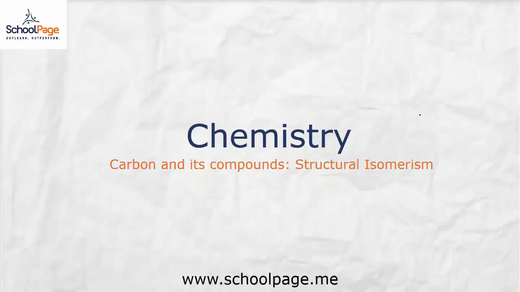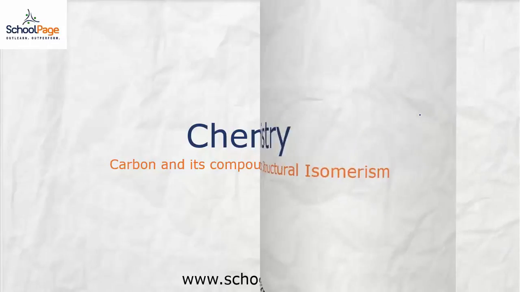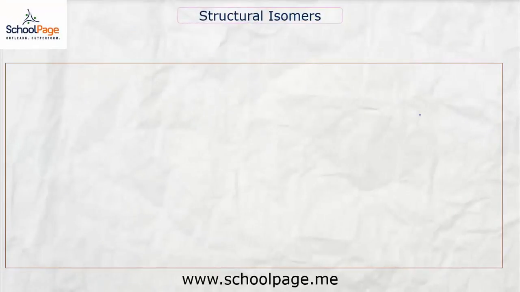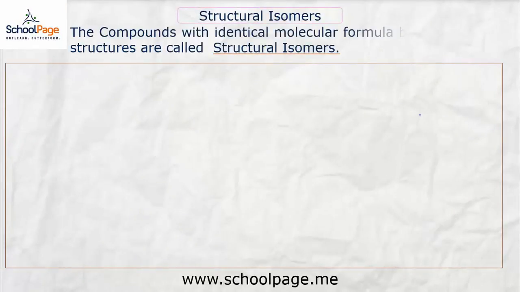10th CBSE Chemistry, Chapter Carbon and its Compounds. In this video, you will learn about structural isomers. Structural isomers are the compounds which have identical molecular formula but different structures. To understand this better, let us consider an example.